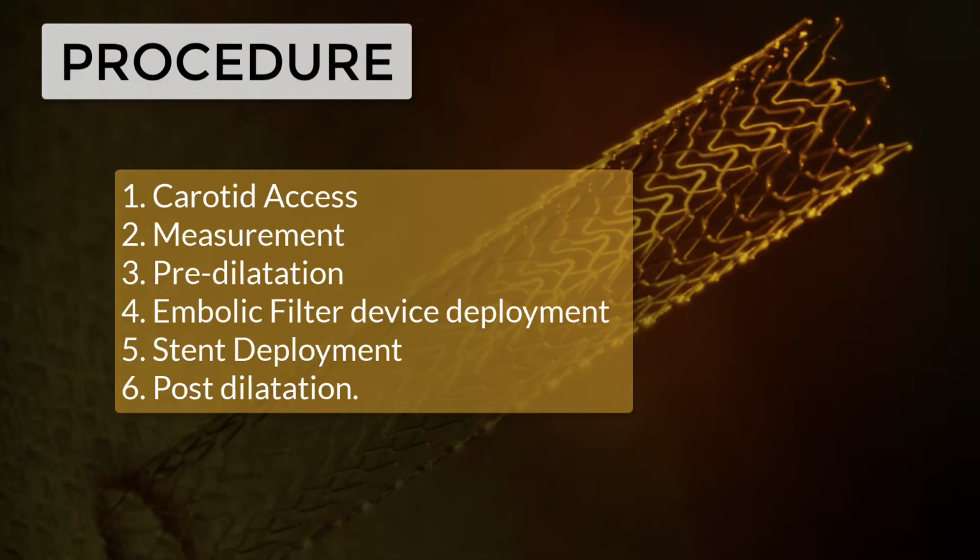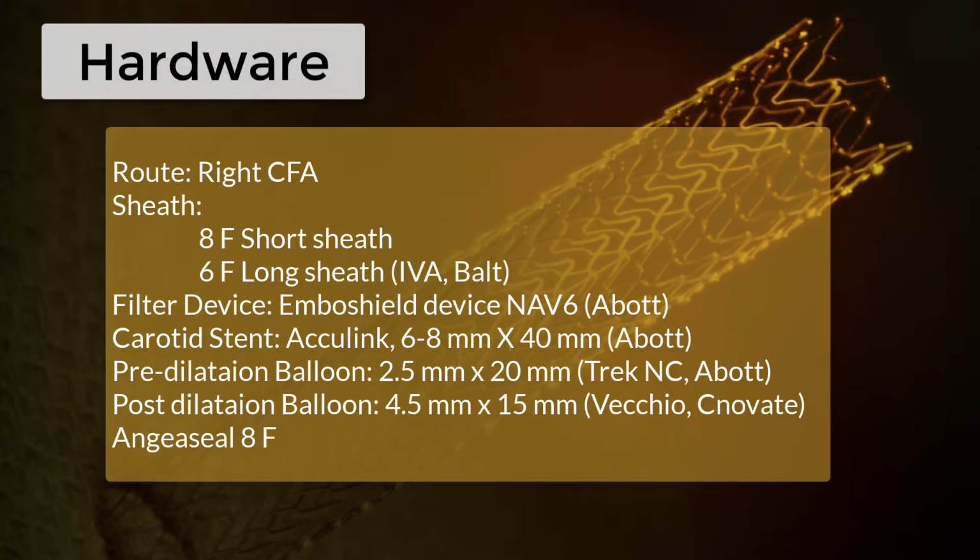The procedure could be divided into following steps: carotid access, measurement and choosing the appropriate carotid stent and filter size, pre-dilatation, embolic filter device deployment, stent deployment, and post-dilatation. These are the hardware we used in this case.